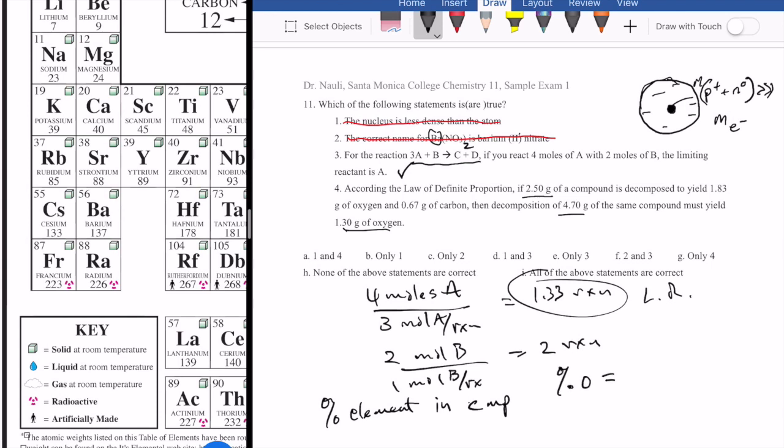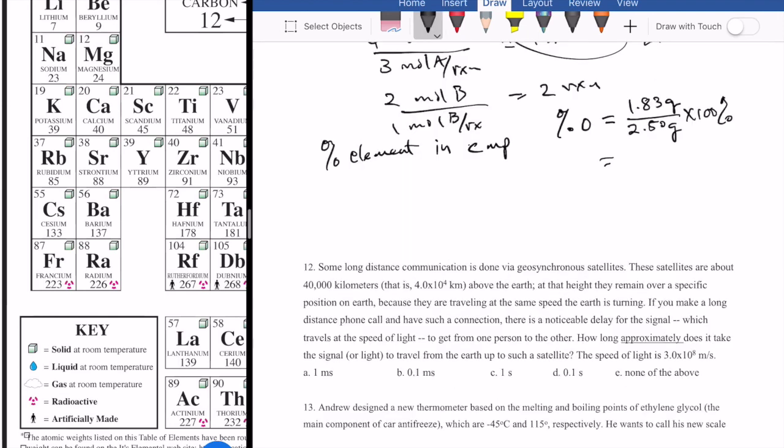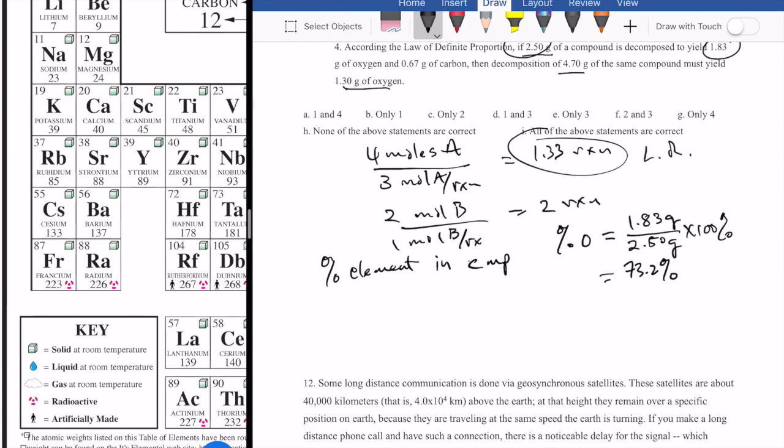So the percent oxygen is going to be 1.83 grams. That's from this number right here, divided by the original first sample of the compound, which is 2.50. You get 73.2%. Okay? Then if you look at the second sample there, it says you decompose 4.7 grams, you should get 1.3. So the question then is 1.3 out of 4.7 also 73.2?